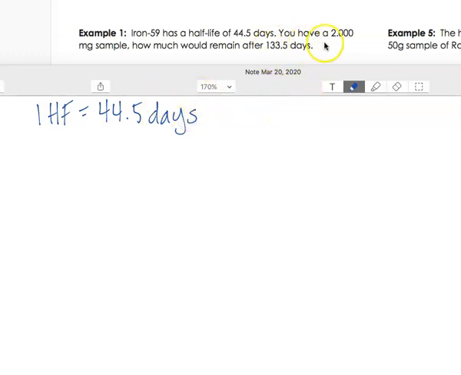According to the question, you have a 2.00 milligram sample. So that's what you're starting with. After 44.5 days, you'll have half of that. So what we do is we look at what the question's asking for. It says how much would remain after 133.5 days. In order to figure that out, we first have to figure out how many half-lives this substance will undergo.